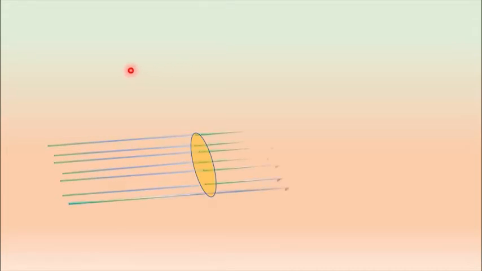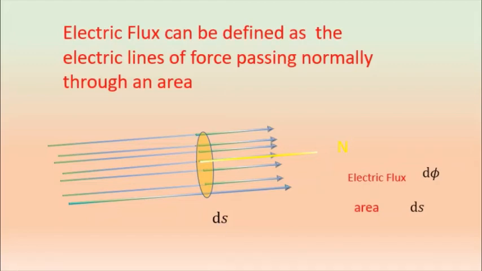Let us see another surface through which electric field lines are passing. The normal to the surface is N. Here the normal makes an angle theta to the electric field lines. The angle between the normal to the surface and the electric field line is decreased. The surface is normal to the electric field lines. The normal of the surface and the electric field lines make an angle 0.